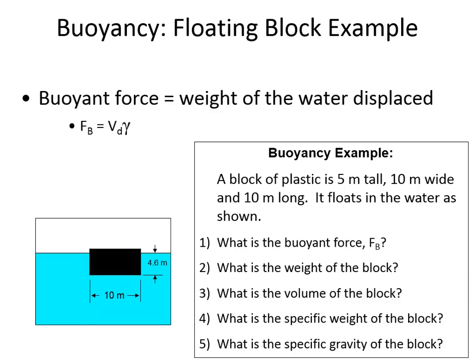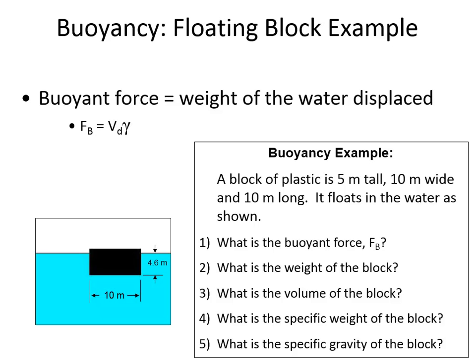But what's interesting is how this compares to the percent submergence. What percent submerged is this block? We know that 460 cubic meters out of 500 cubic meters are submerged. And so if you divide 460 by 500, you'll find that's 0.92. In other words, it's 92% submerged.